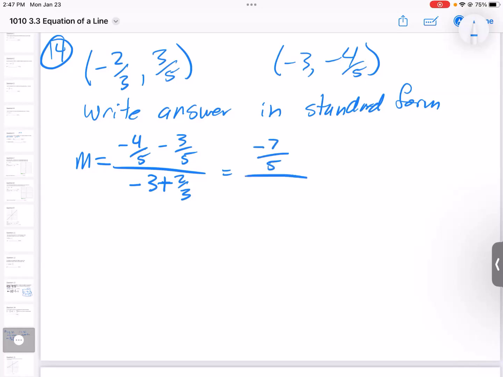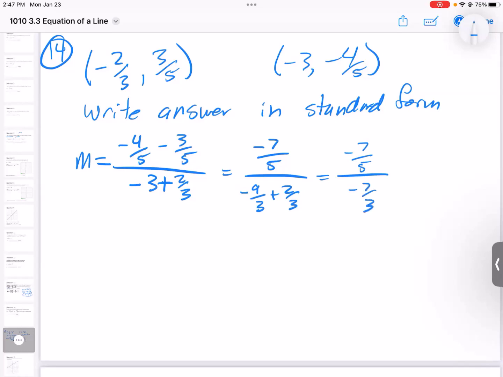But on the bottom, we have a whole number and a fraction. So I need to write the whole number so it has the same denominator. So in this case, that would be -9/3 plus 2/3. And then this is going to be -7/5 over -7/3, like that.